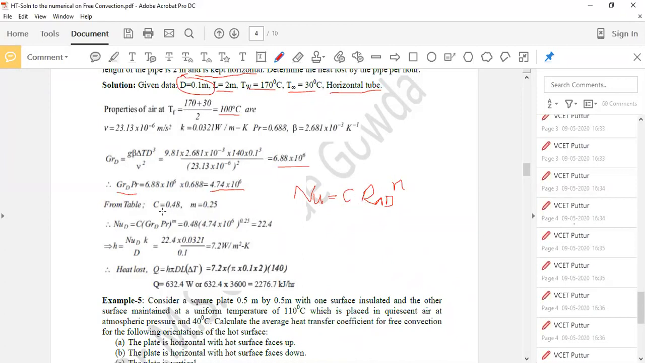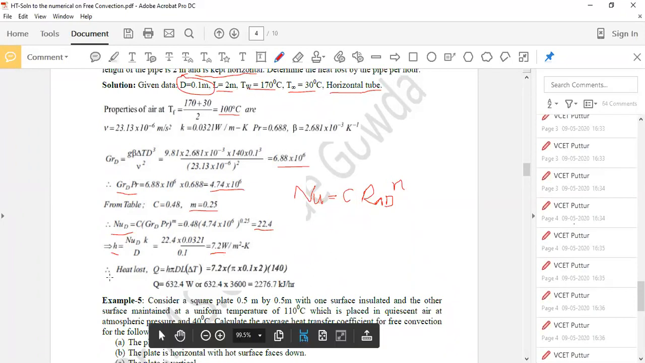You can read from the table what is the value of C and what is the value of N. So accordingly, if you substitute, the average Nusselt number comes out to be 22.4, and hence the average heat transfer coefficient is calculated as 7.2 watt per meter square degree Kelvin, and hence heat loss will be hA delta T.